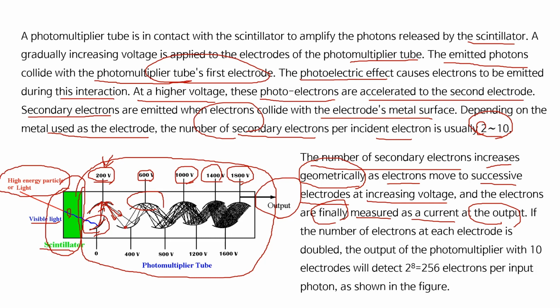If the number of electrons at each electrode is doubled, so it is 2, then the output of the photomultiplier with 10 electrodes will detect 2 to the 8, thus 256 electrons per input photon, as shown in the figure. So this scintillator unit is used to detect X-ray and radioactivity.